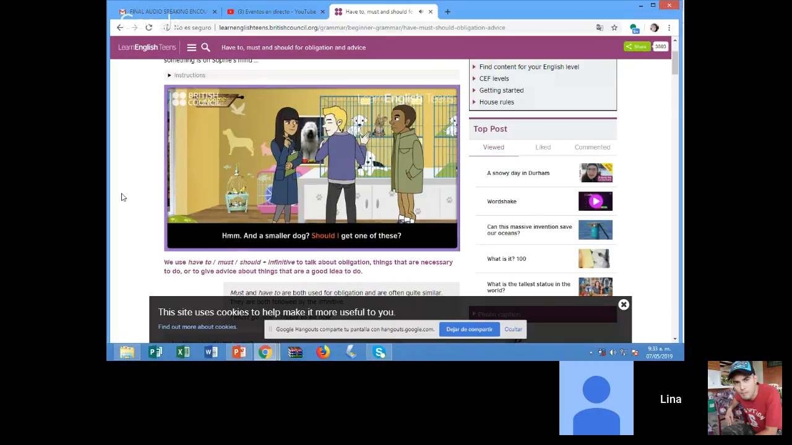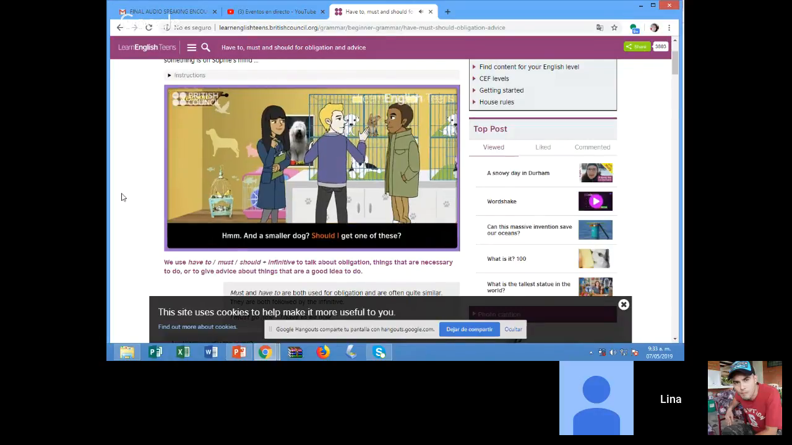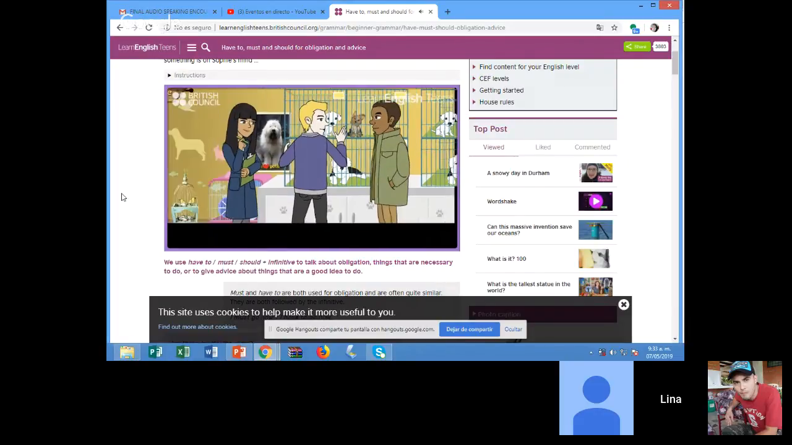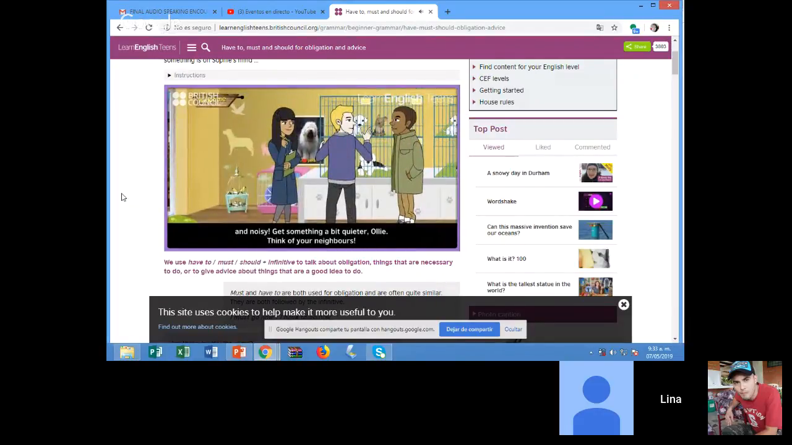And a smaller dog? Should I get one of these? They're Yorkshire Terriers. They're very small. And noisy. Get something a bit quiet, Ollie. Think of your neighbours. How about that one? As an adult, Old English sheepdogs are extremely large. Like that one. And you've got to look after their hair regularly. You should brush them as often as possible and get their hair cut.